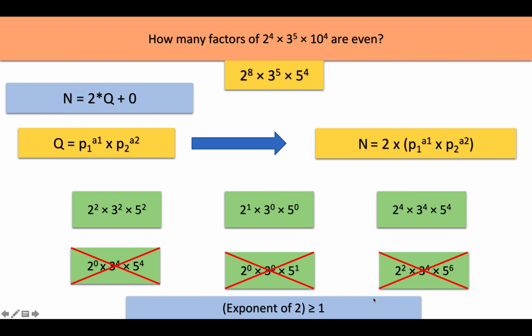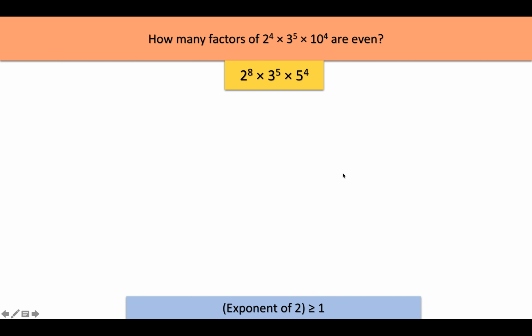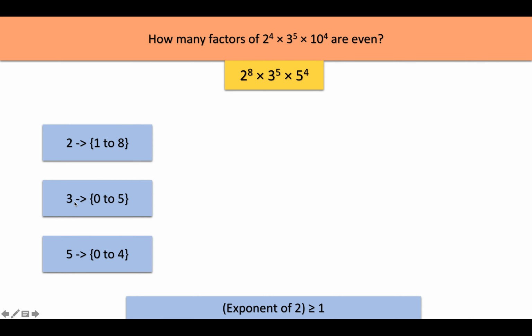Okay, so what we now know is the exponent of 2 should be greater than or equal to 1. So now we have to find the number of factors which are even, right? That means the values that the exponent of 2 can take now are restricted from 1 to 8, right? It cannot be 0. For 3 and 5, it is still open from 0 to 5 and 0 to 4 respectively. There are no restrictions on the exponents of 3 and 5. So again, the answer we know here will be multiplying the number of choices for each of these exponents, which means 8 multiplied by 6 multiplied by 5, right? Which is 240. Okay.